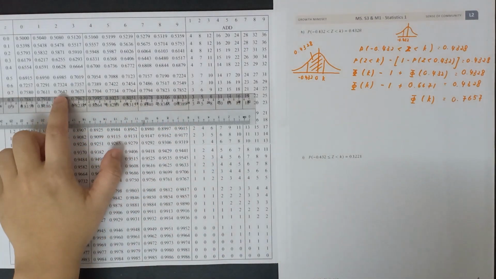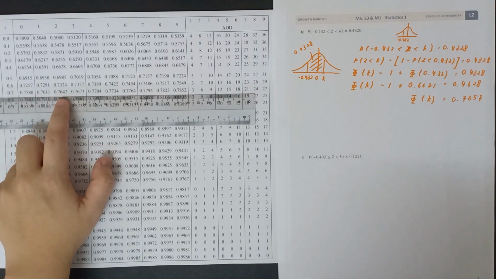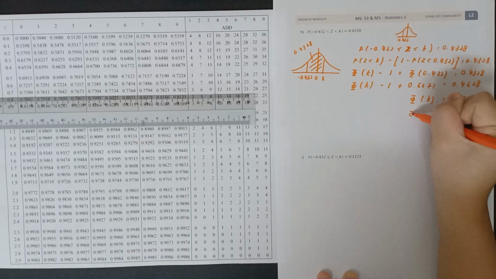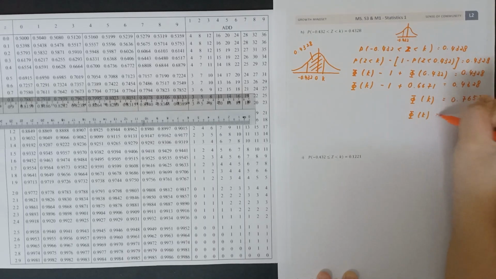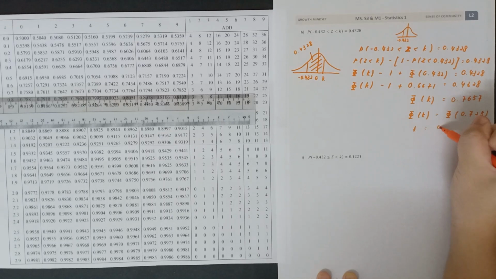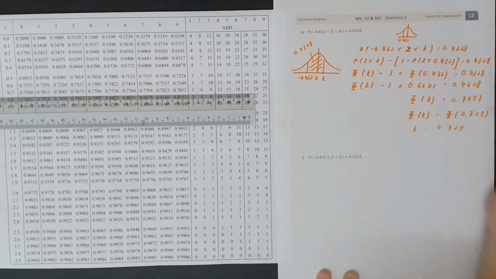Okay, so meaning that you will use this value, the 0.7642 plus 0.15. Okay, so 5k will be equal to 0.725. So your k will be equal to 0.725.